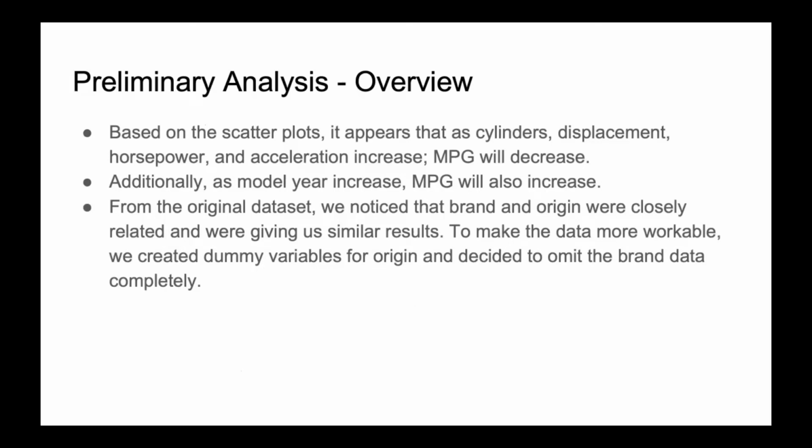So an overview of our preliminary analysis: based on the scatter plots, it appears that the predictor variables of cylinder, displacement, horsepower, and acceleration increase when miles per gallon decrease, indicating an inverse relationship. And as model year increases, miles per gallon also increases. From the original data set, we noticed that brand and origin were closely related and were giving us similar results. So to remedy this problem, we created dummy variables for origin, which are O1 and O2 as previously described, and we decided to omit the brand data completely.